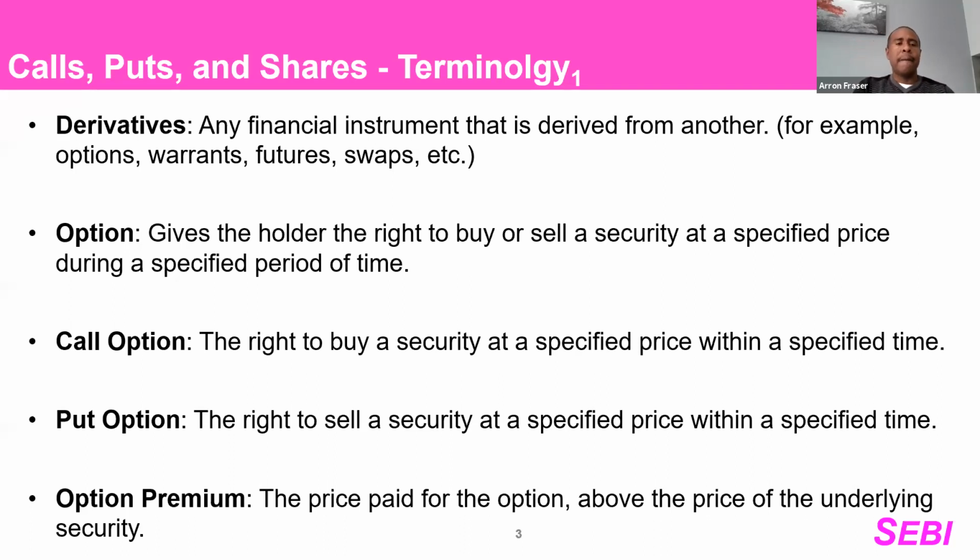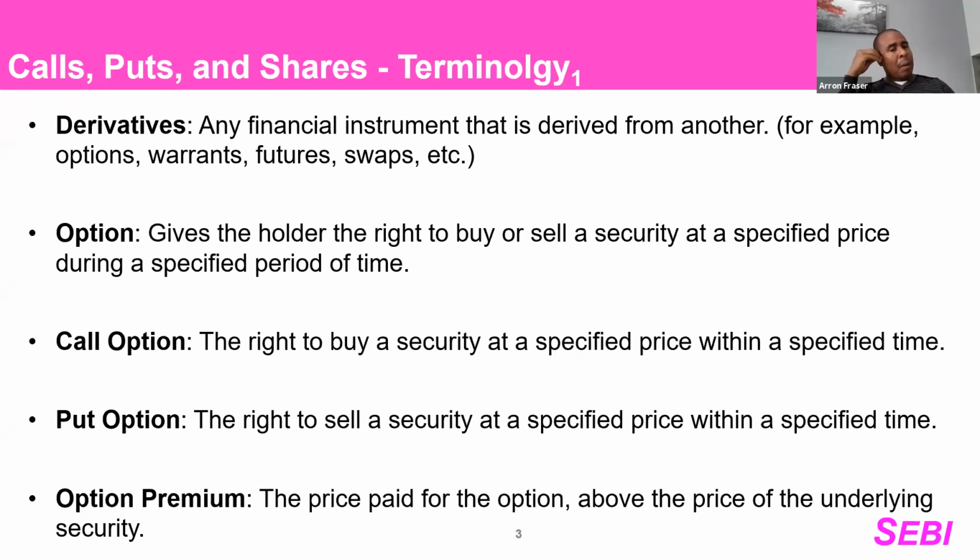So just to go over that again, an American option gives you the right to execute that transaction during a period. A European option gives you the right to transact at a particular date.